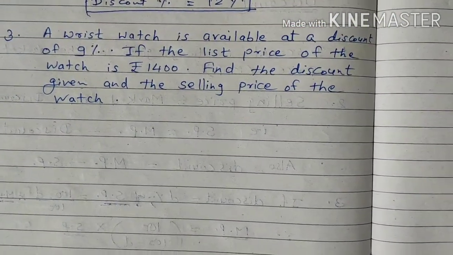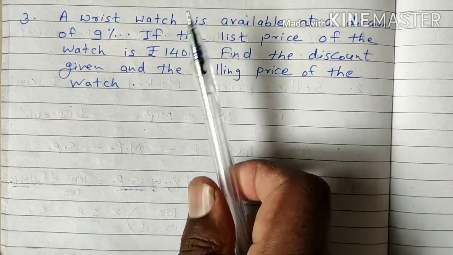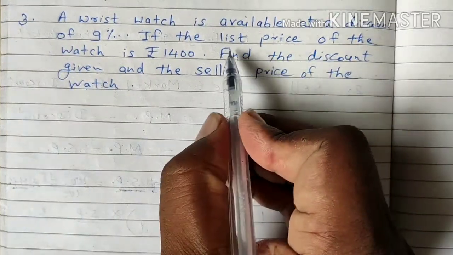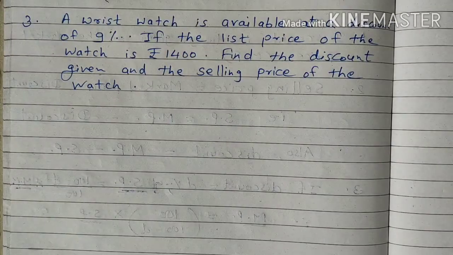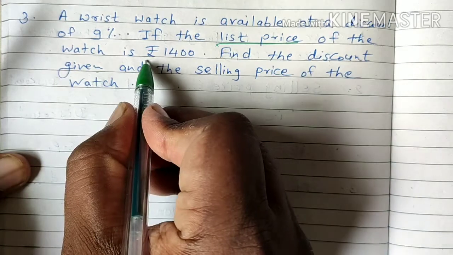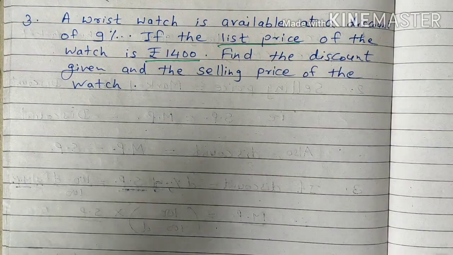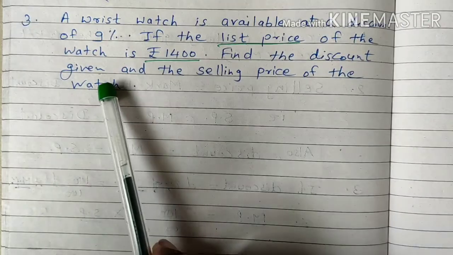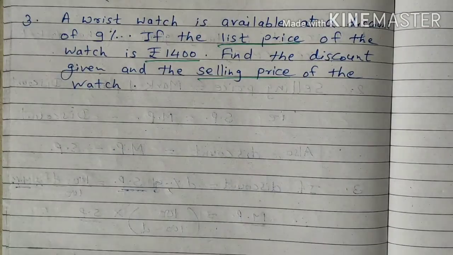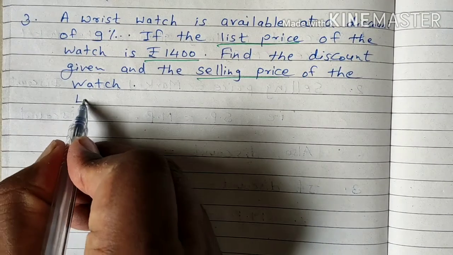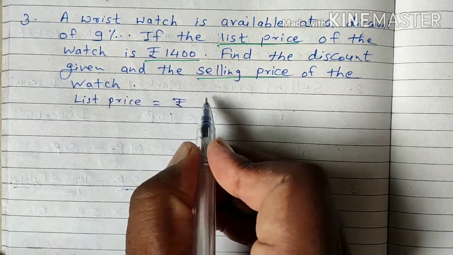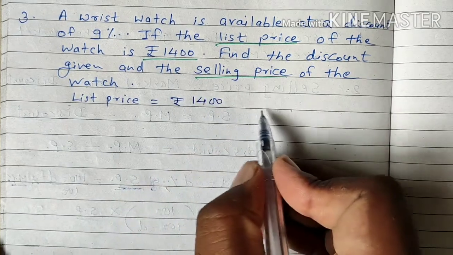Next, question number 3. A wristwatch is available at a discount of 9%. The list price of the watch is given to us: list price is rupees 1400 and discount percent is 9%. Find the discount given and also find the selling price. So we need to find the discount and the selling price. The list price, or we can also call it the marked price, is rupees 1400.